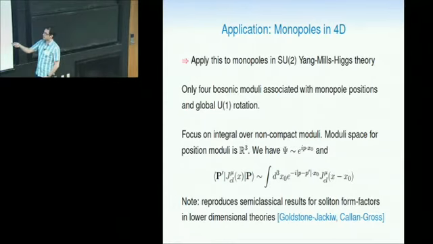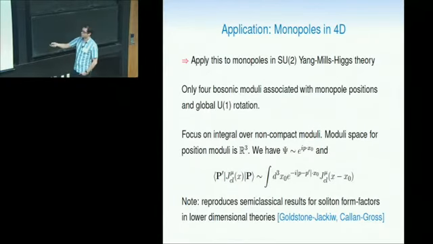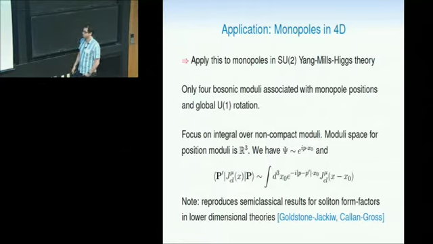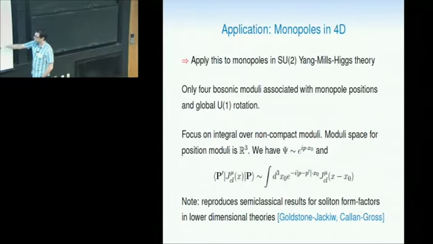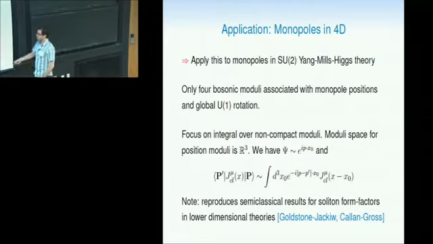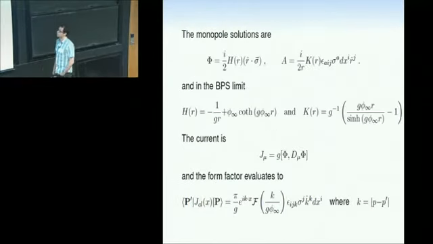The interesting physics comes from the integral over the non-compact moduli. And since the moduli space for the position moduli is just R3 for a monopole in SU(2) Yang-Mills-Higgs theory, what you get for the soliton form factor in the semi-classical approximation is simply the Fourier transform of the classical gauge current evaluated in the monopole background. Let me say that this expression reproduces semi-classical results for soliton form factors in lower dimensional theories, which appear in the old soliton literature of the 70s by people like Goldstone and Jackiw, Callan and Gross, and others. So let's be even more specific and calculate this expression concretely.